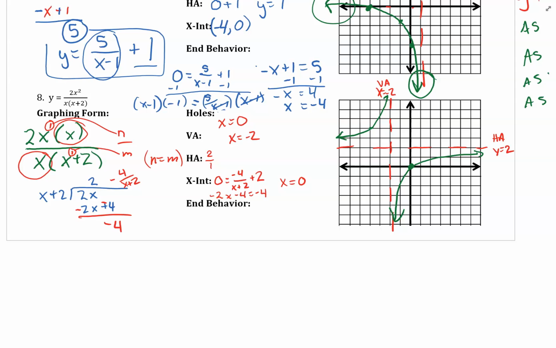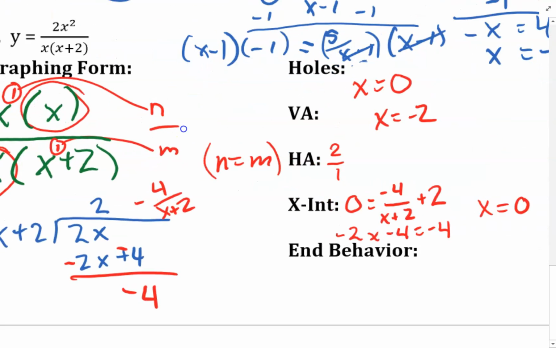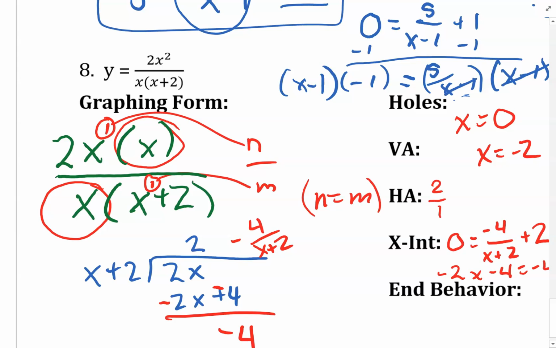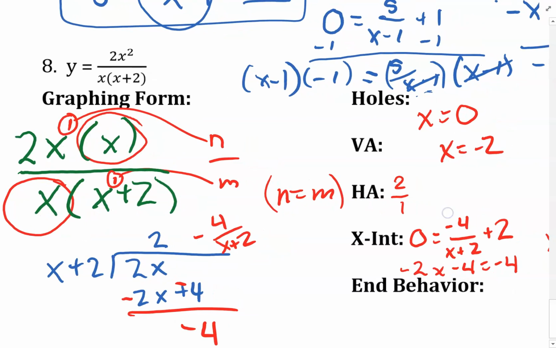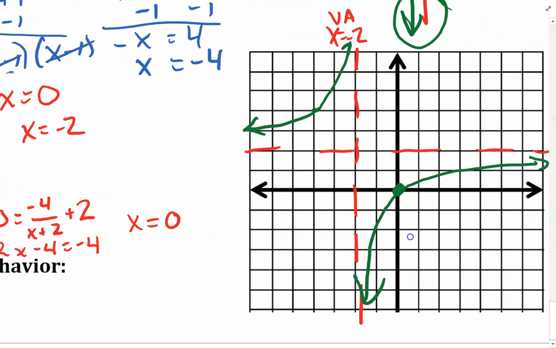So the first thing we're going to do is factor this problem. So 2x squared can be factored into 2x times x. The x over x is a removable hole. So we have a removable hole at x equals 0, which on my graph I should draw as a hole.